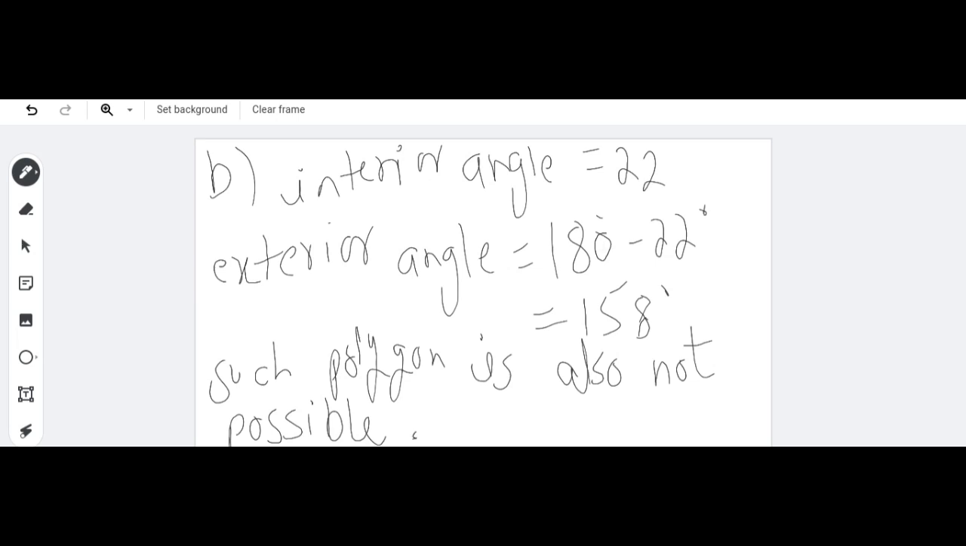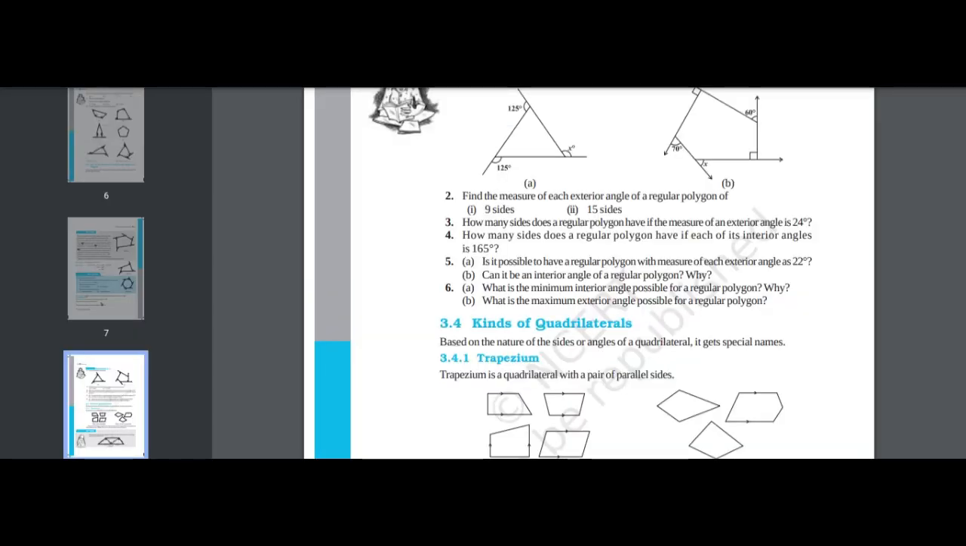Okay, exercise 6A and B. First question: what is the minimum interior angle possible for a regular polygon? In the previous question they asked whether an exterior angle of 22 is a possible angle of a polygon with a sum of 360. We said no. And they asked the same question for an interior angle of 22: is it a divisor of 360? We say no. Why do we say no? Because this is not an exact multiple of 360.